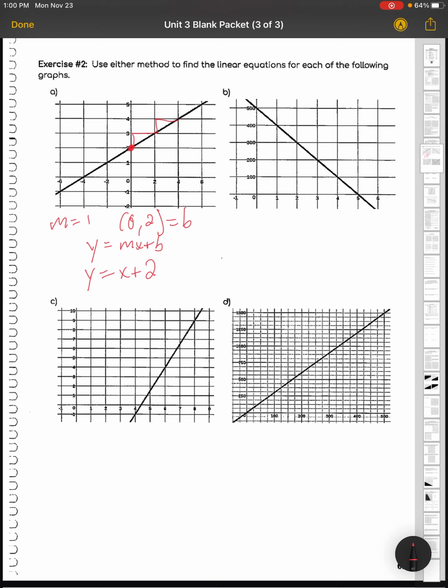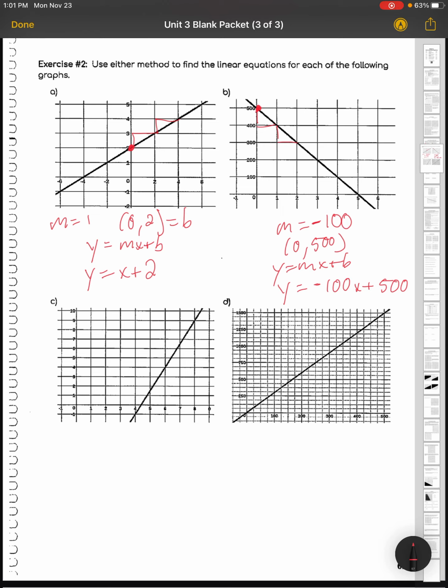Now, if we look at this one here, we have that our y-intercept is at (0, 500). And then we have a slope here of down 100 over 1. So our slope here is -100, and our y-intercept is (0, 500). That's up here. So now let's plug that in. y equals mx plus b. If we do that, we get y = -100x plus 500.